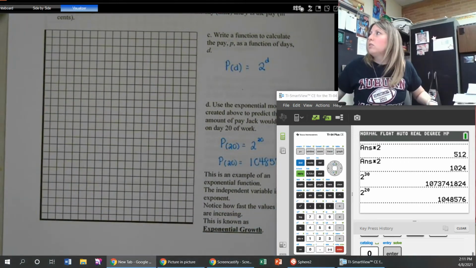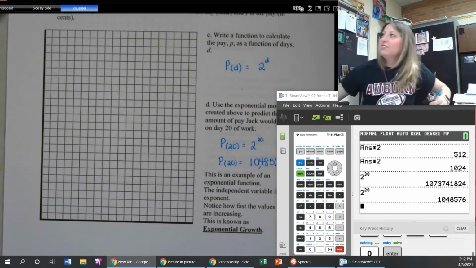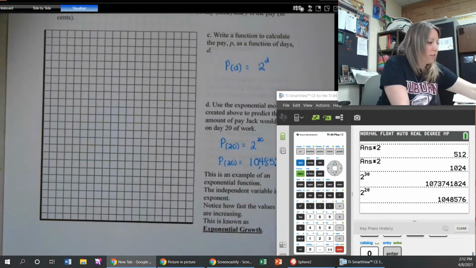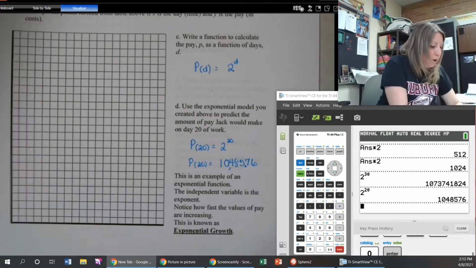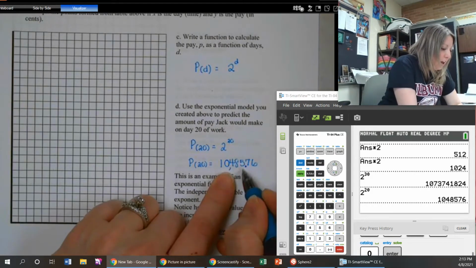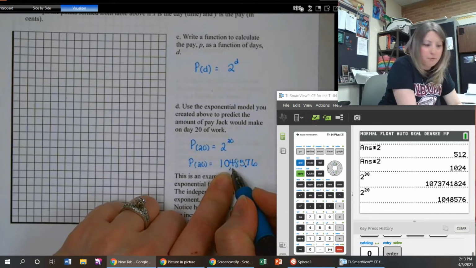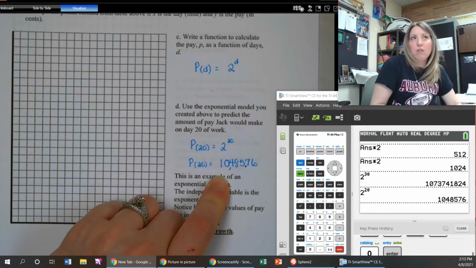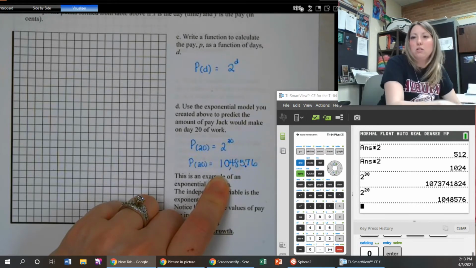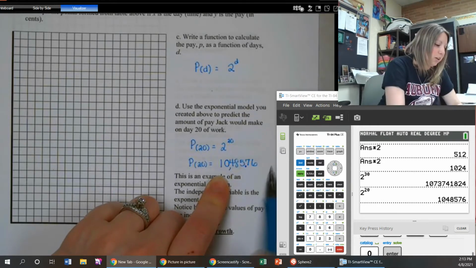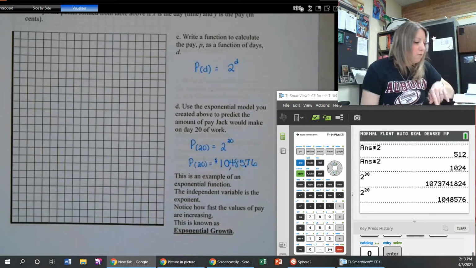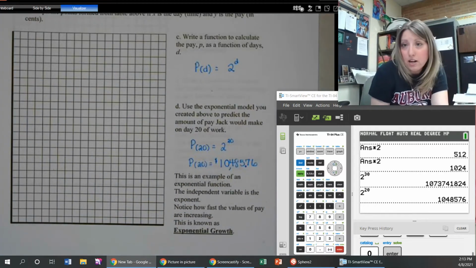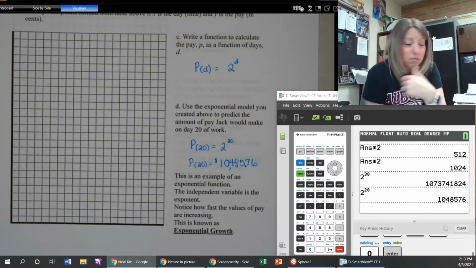Hold on one sec, kiddos. Okay, so we put our decimal point right here for our cents. And then every 3 numbers after that decimal point, that's where we put a comma, and that indicates our hundreds, thousands, millions, billions, trillions, all that good stuff, so we can read it a lot easier. $10,485.76 after 20 days. I'd say I worked 20 days. That works for me. I like that.